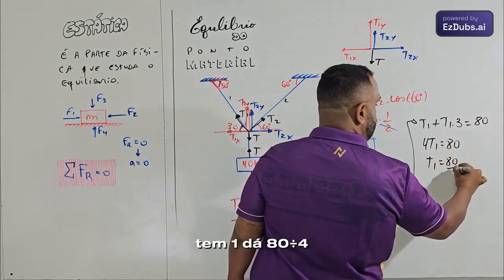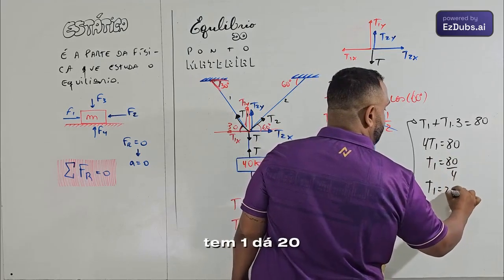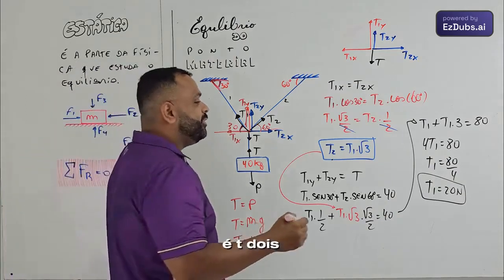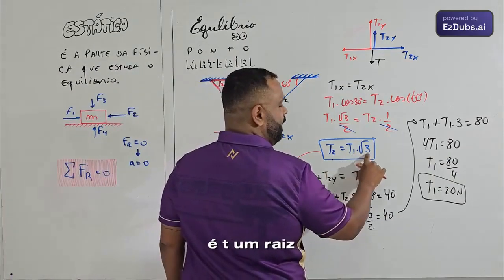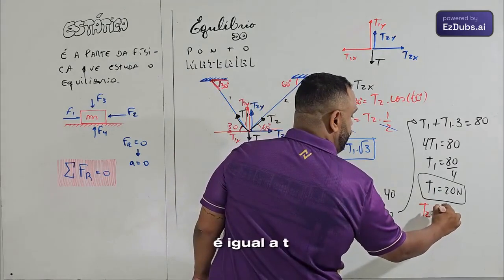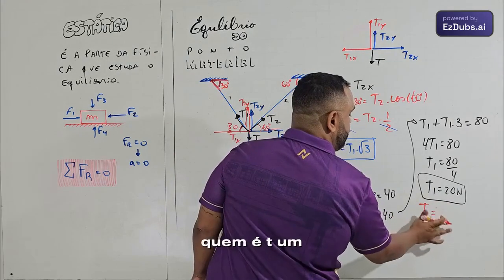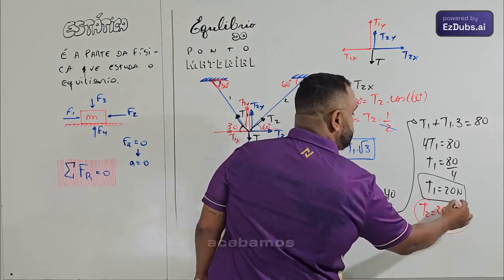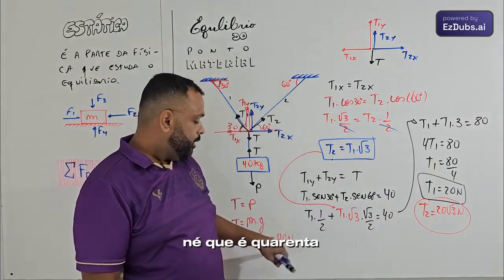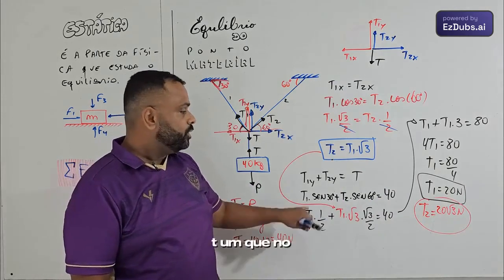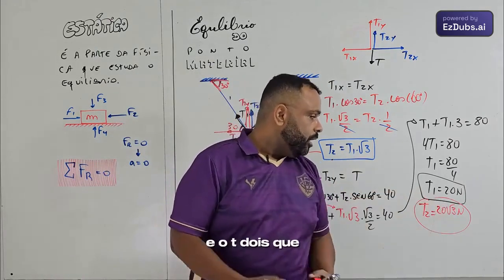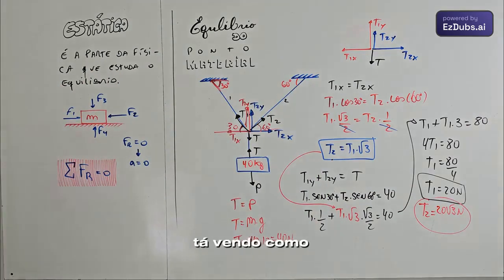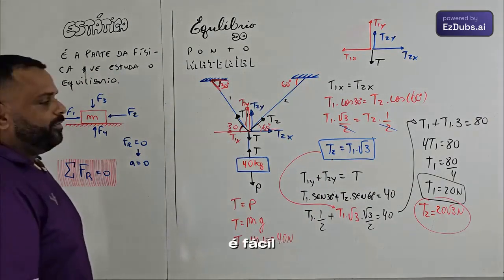T1 gives 80 divided by 4. T1 gives 20 newtons. If I know who T1 is, I can easily find T2. Because T2 is T1 root of 3. So T2 is equal to T1 root 3. Who is T1, people? It is worth 20 newtons, and T2 is 20 root of 3 newtons. We have just calculated the value of the traction, which is 40 N. The value of T1 is 20 N and T2 is 20 root of 3. There you go. Take your print. Do you see how simple it is? See how easy it is?